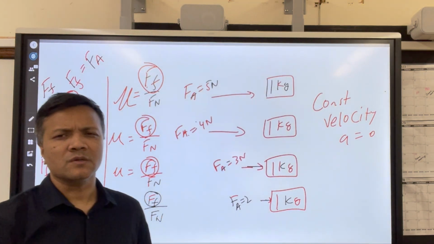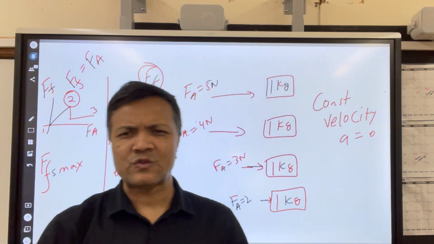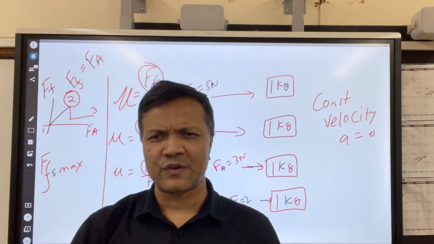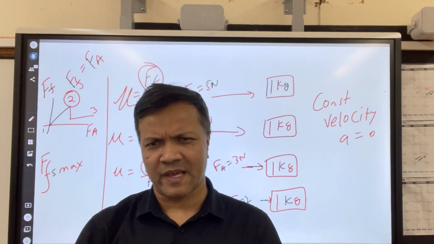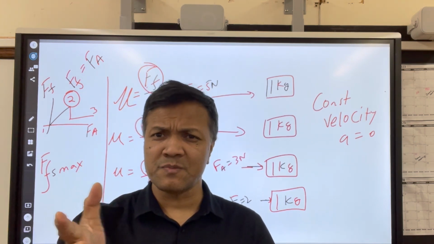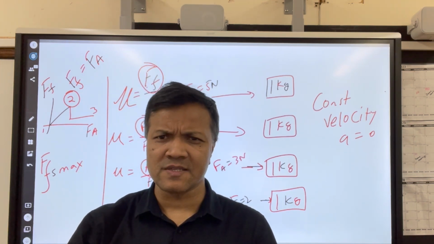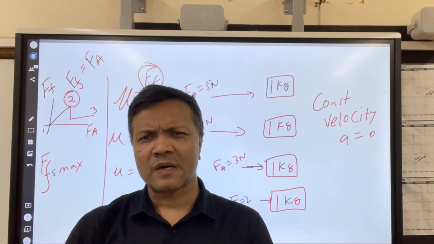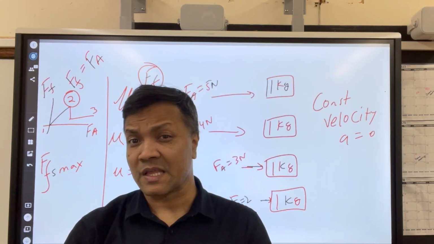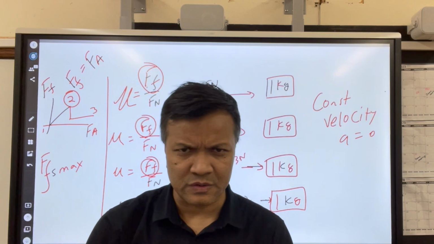At location 2, applied force is equal to force of friction. This is why you don't have any acceleration. If your applied force is bigger than force of friction, then you have an acceleration. And the force of friction can never be bigger than the applied force. Okay, good.